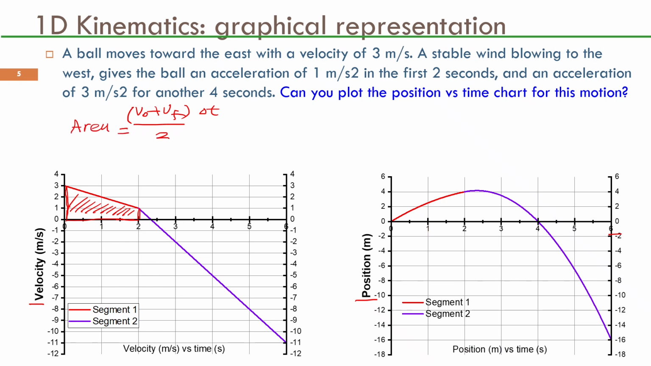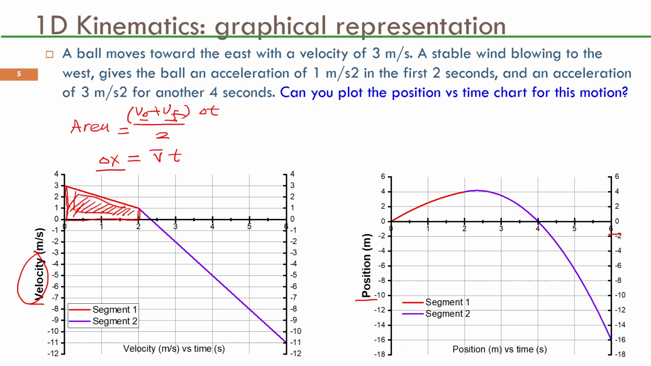But if we look at this, what is the initial velocity plus final velocity divided by 2? That is my average velocity. So that basically says this area is average velocity times t. So what is average velocity times t? That is delta x. So in other words, the area under the velocity versus time chart is the change of position. In other words, it is the displacement.